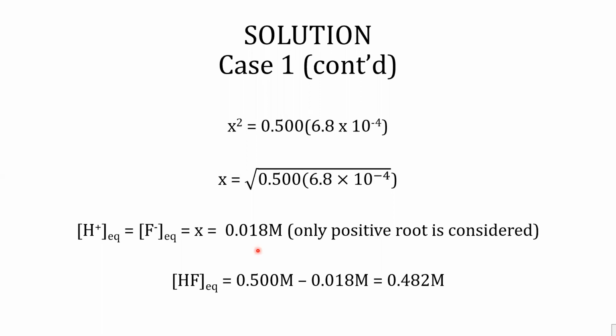The equilibrium concentration of H+ and F- equals 0.018 M, and the equilibrium concentration of HF equals 0.500 M minus 0.018 M equals 0.482 M.